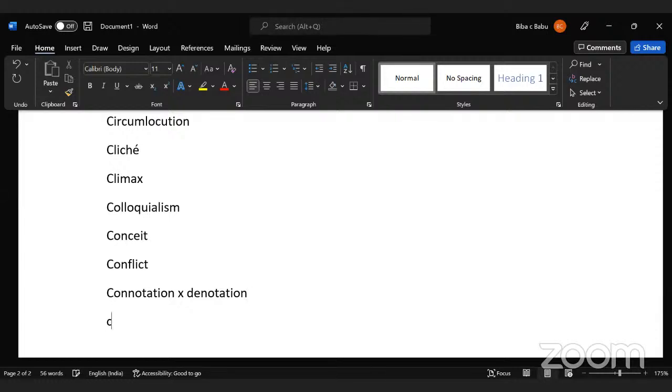Next is consonance. Consonance is the repetition of consonant sounds. You know, we have consonants and vowels. Consonance is the repetition of consonant sounds in the beginning, middle, and end of a word.